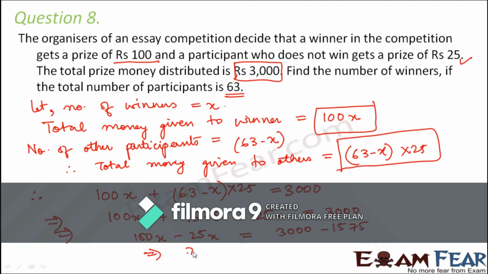So we get 75x is equal to 1425, or x is equal to 1425 divided by 75. So this would be equal to 19. So the value of x is 19. That means there were a total of 19 winners out of 63 participants.